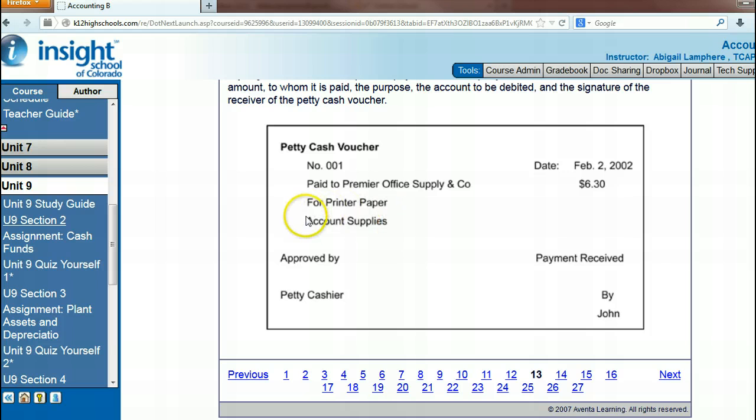It's going to our supplies account. So this is really important. They're still tracking what account this affects, okay? But instead of recording this right away, we wait until the end of the month, and then we look at all of our petty cash vouchers and we make these recordings.